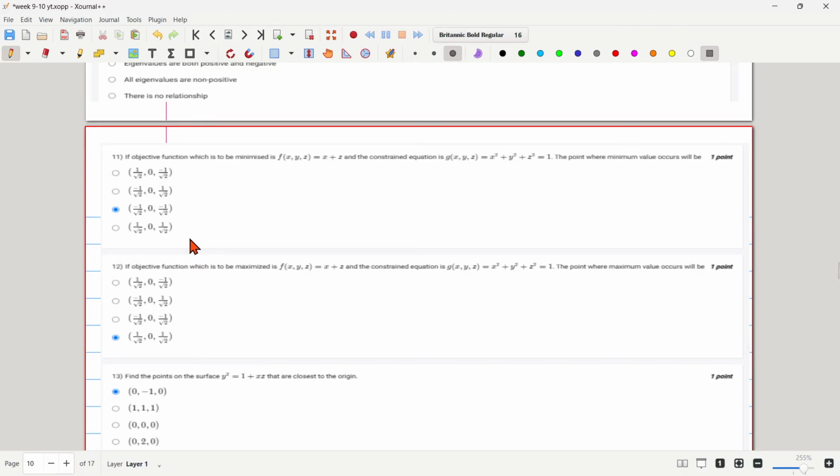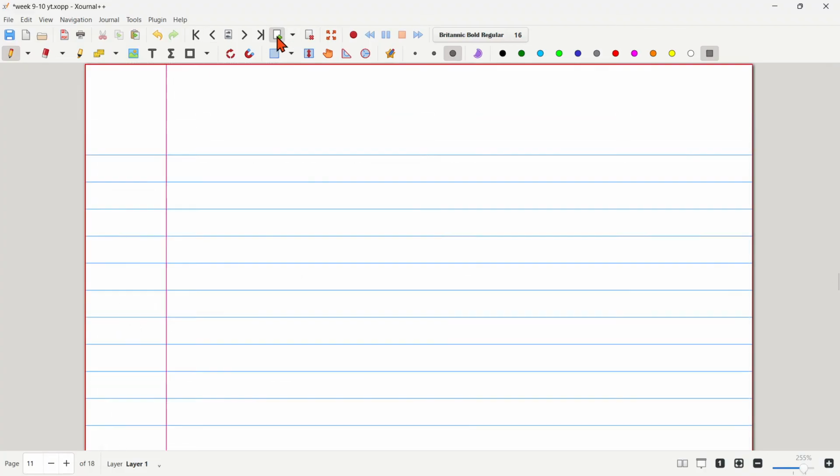Now, if the objective function which is to be minimized is x plus z, and the constraint equation is x square plus y square plus z square is equal to 1. Let's take another page. Your function is x plus z, and your constraint is x square plus y square plus z square is equal to 1.